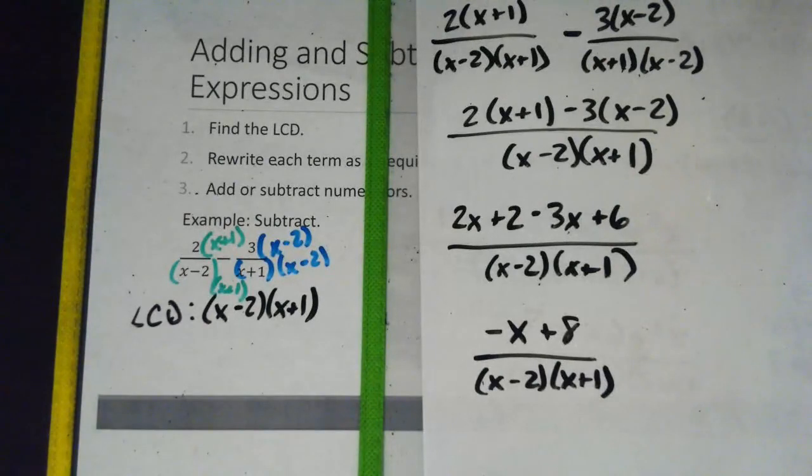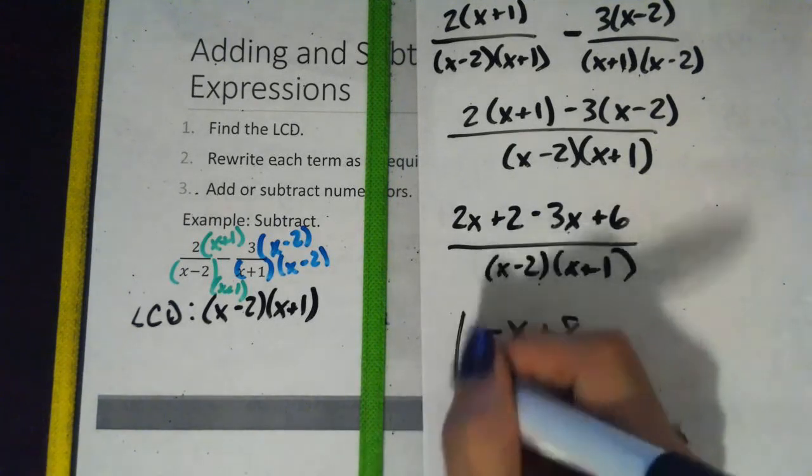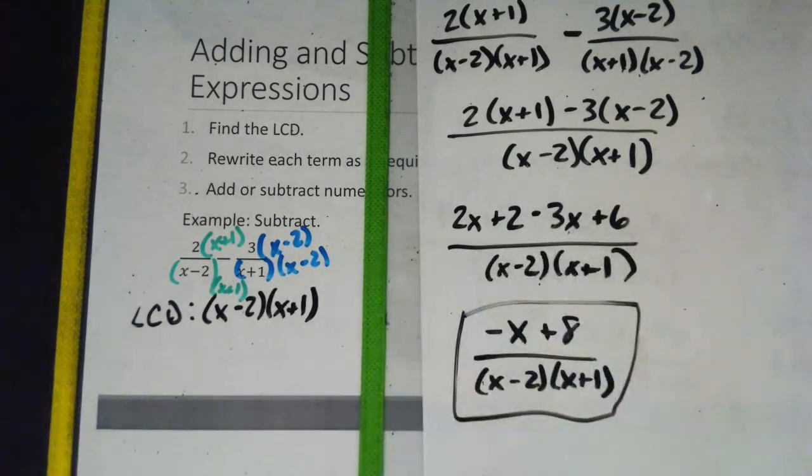The best I could do with factoring the numerator would be to factor out a negative, but that would leave me with x minus 8 in parentheses, and that doesn't divide out with anything in the denominator, so I'm just going to leave it like this. Negative x plus 8 over (x minus 2) times (x plus 1).